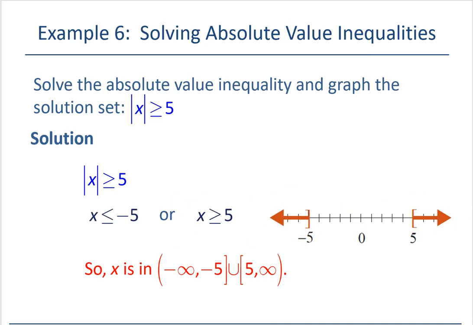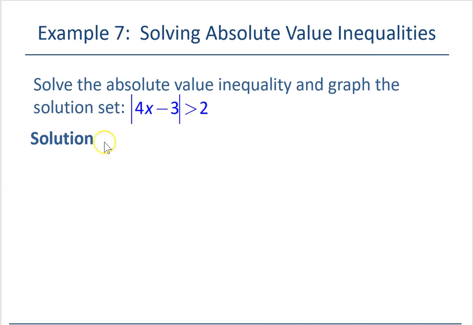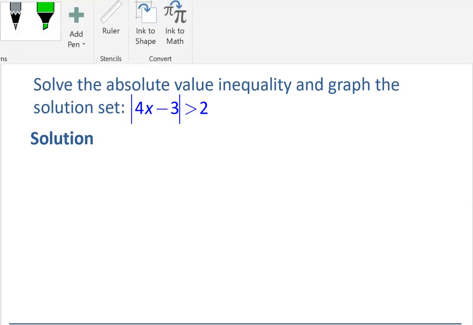So let's do another example here. We have the absolute value of 4x minus 3 is greater than 2. How I do these is I usually just write them out twice. So come here and get a pen.